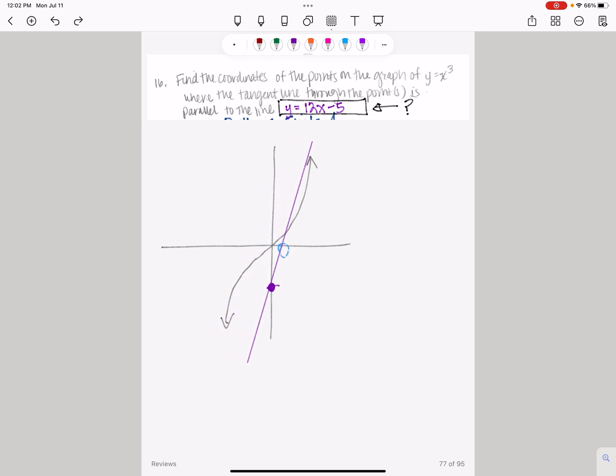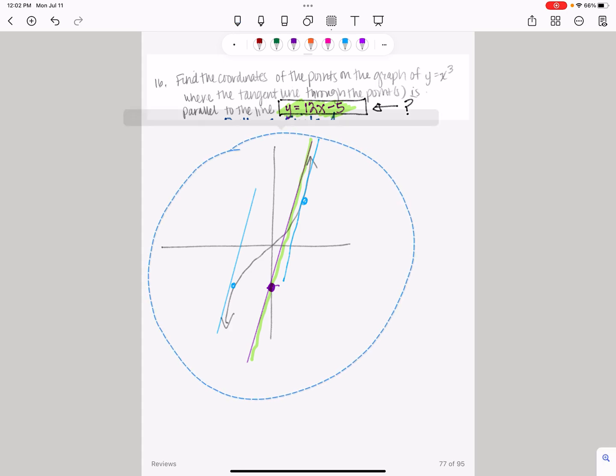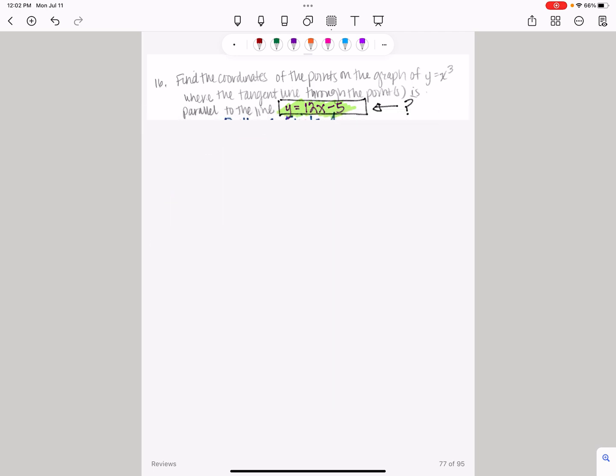Hopefully the color coding is helping. I'll use a little highlight here. Here's the equation of the line. We want it to be parallel to that. So we're going to be looking probably at something like right there, and maybe something like right there. And all of those three lines, the two blue ones and the purple one, would be parallel. Okay, now that you have an idea of what it looks like, we have to find the equation of those two blue lines. So this is what I did first.